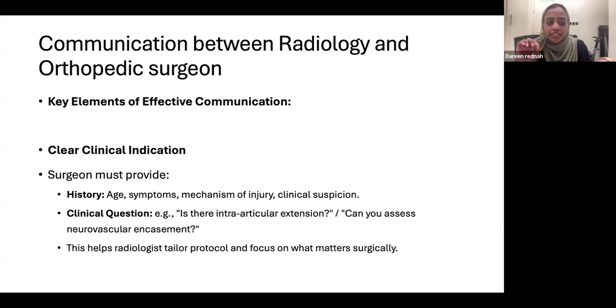Clear clinical indication. This is a surgeon, which usually the surgeon doesn't give it to the radiology. History: age, symptoms, mechanism of injury, what is clinically suspicious for possible osteosarcoma. Clinical question: is there an intra-articular extension? Can you assess neurovascular encasement? This helps radiologists tailor the protocol and focus on what matters surgically.